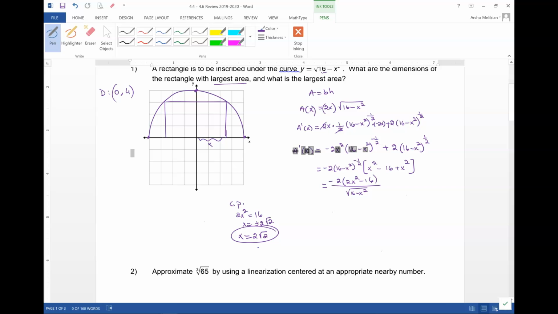what are the dimensions it says? So x is 2 root 2, right? So that means my base is 4 root 2 because it's 2x. And my height is the square root of 16 minus x squared, which is 16 minus 8, the square root of 8. So h is 2 root 2. Okay?